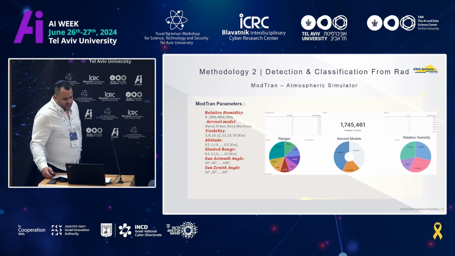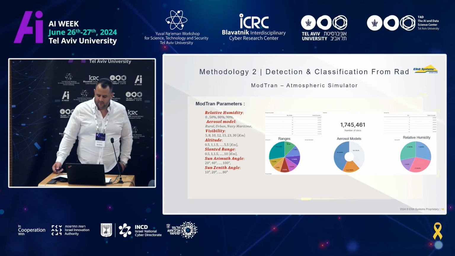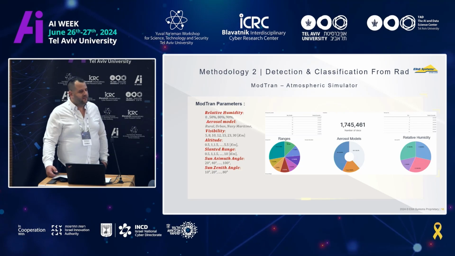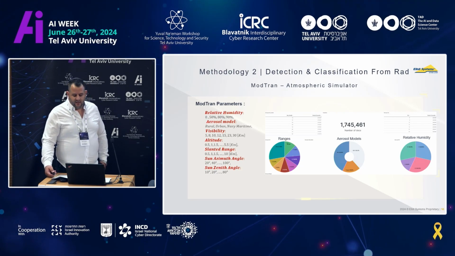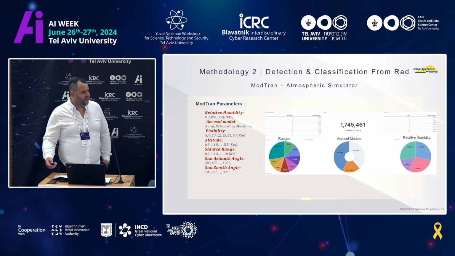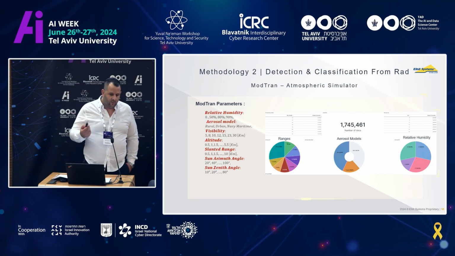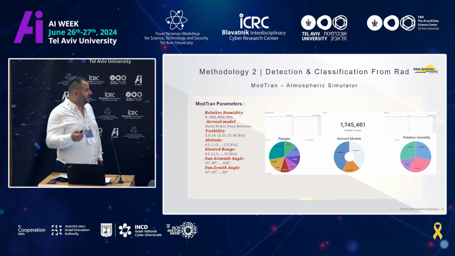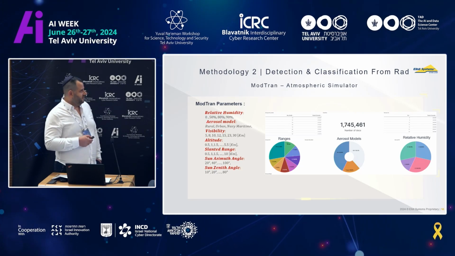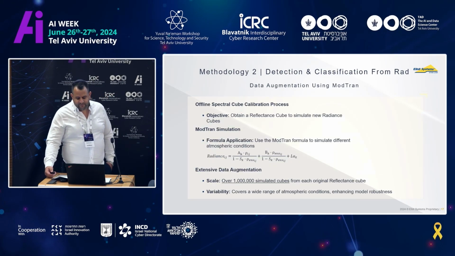What is the foundational issue with limited data? We use MODTRAN, an atmospheric simulator, which will simulate various atmospheric conditions like altitude, visibility, relative humidity, sun azimuth and sun zenith angles, and aerosol models. Also, MODTRAN has models for all the world. Each longitude and altitude has another model. As you can see, we have over 1 million different atmospheric conditions.